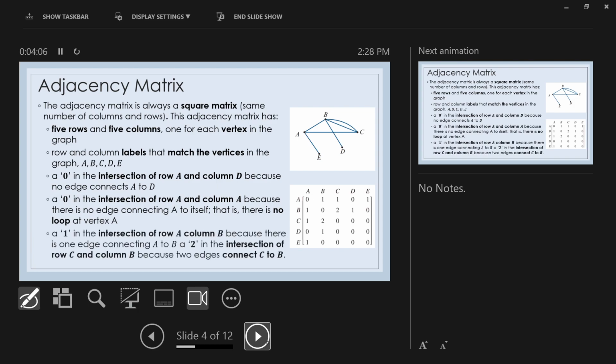All right, let's continue. A 1 at the intersection of row A, column B because there's one edge connecting A to B. All right, a 2 at the intersection of C to B because, as we just said before, there are 2 edges connecting C to B. All right, let's keep going. That was talking about that, and that too, we were talking about that one just there.